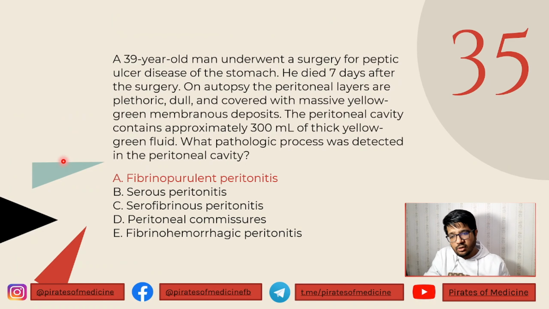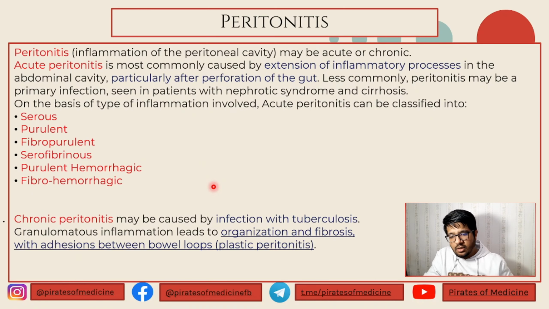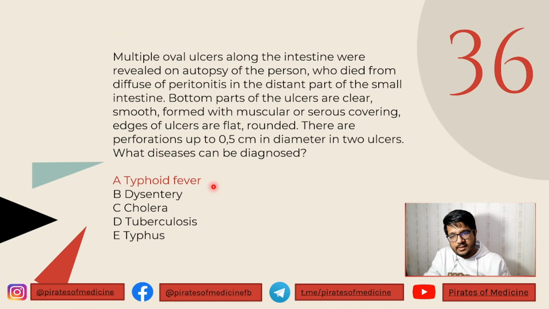In the patient over here, you can see this massive yellow-green membrane deposit, which indicates that fibrin deposition is present, and there is 300 milliliters of thick yellow-green fluid in the peritoneal cavity, which shows that pus is present. This is fibrinopurulent peritonitis. I hope you understand. Let's go to the 36th.